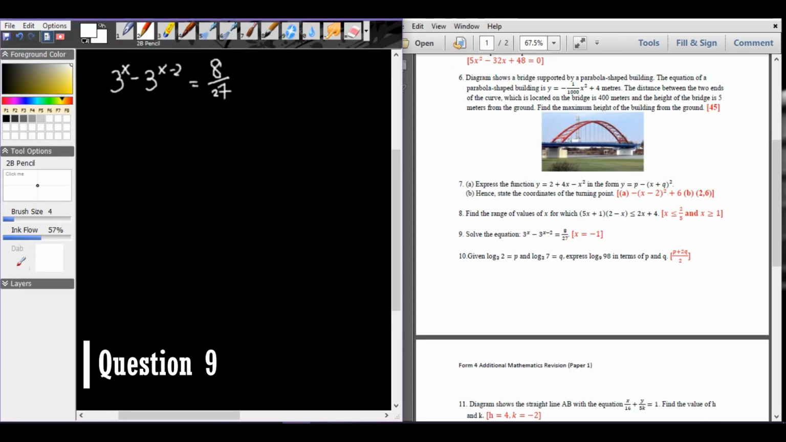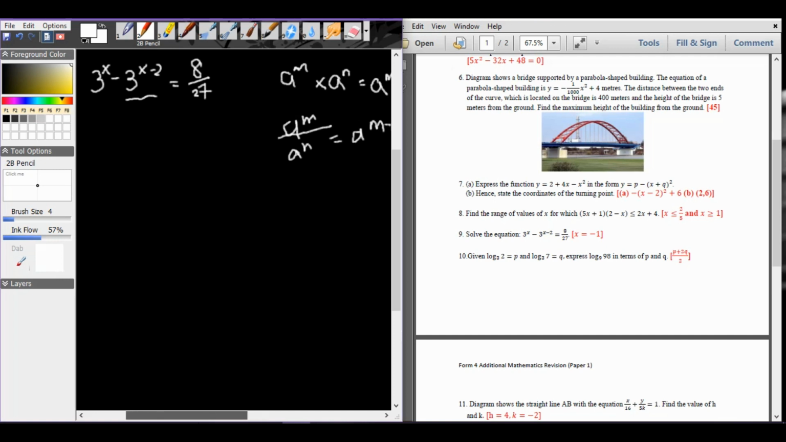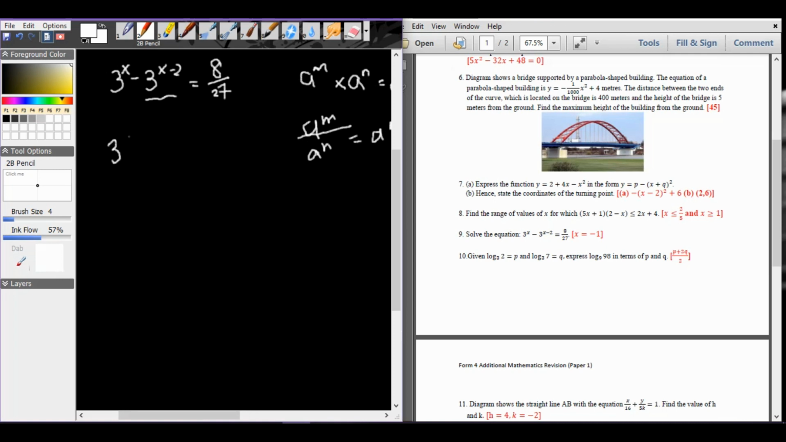Number 9. Okay, so this is an indices question. For this one, first we have to separate this. So using the formula of indices, a^m times a^n equals a^(m+n), or a^m divided by a^n equals a to the power m minus n. Therefore, this 3^(x-2), we can write it as 3^x over 3 to the power 2 equals 8 over 27.